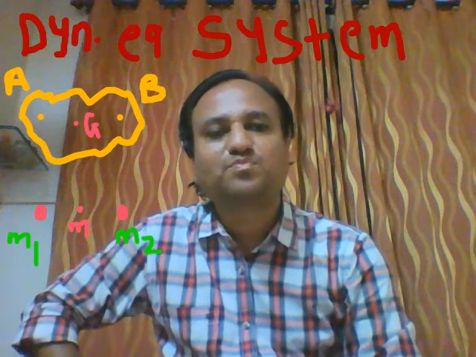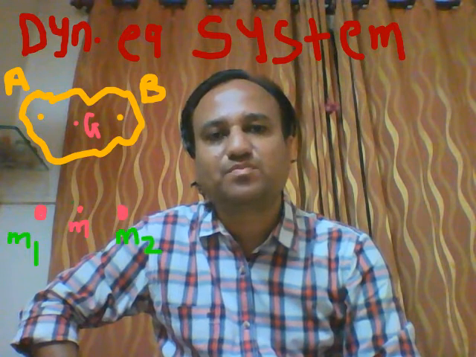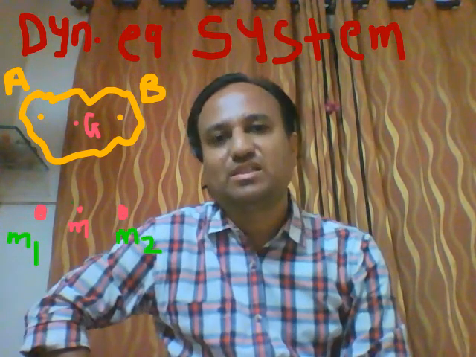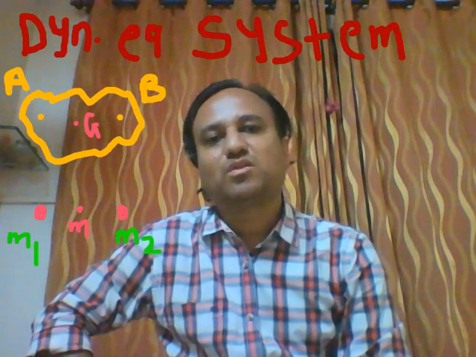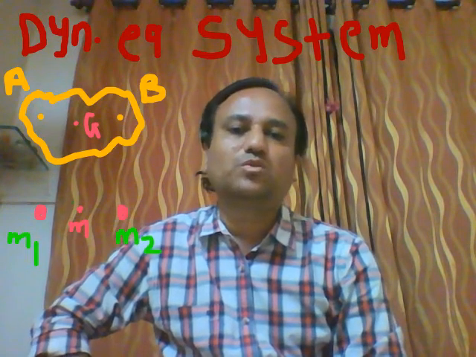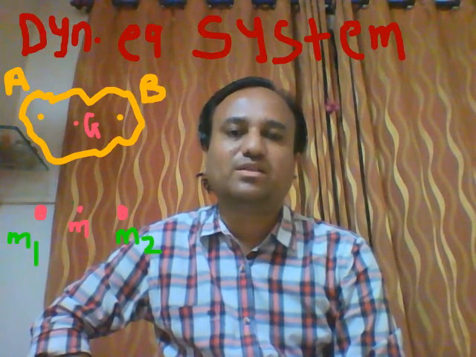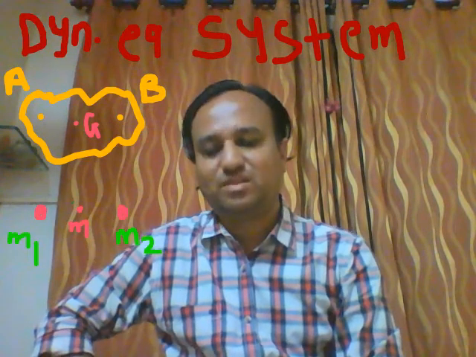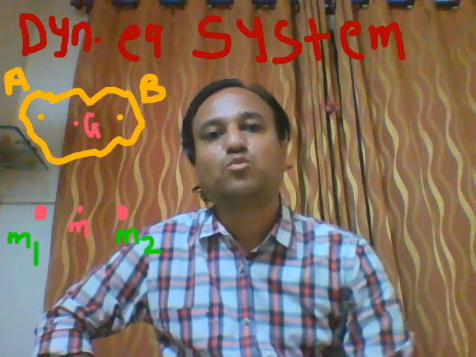Hello students, today we will discuss dynamically equivalent system. Now, what is a dynamically equivalent system? Okay, first question from my side. Conversion of a single point mass into a 2 point mass system is called a dynamically equivalent system. Later we will discuss why this conversion is required, that is, conversion of a single point system into a 2 point system.